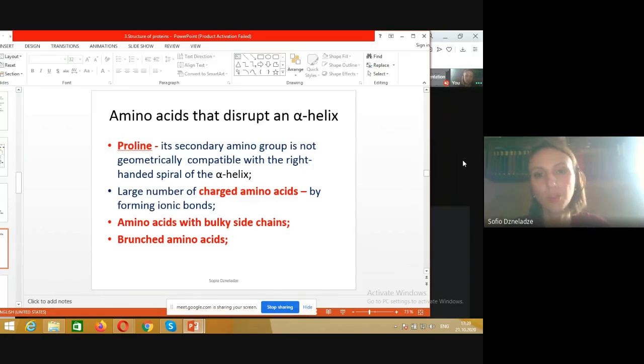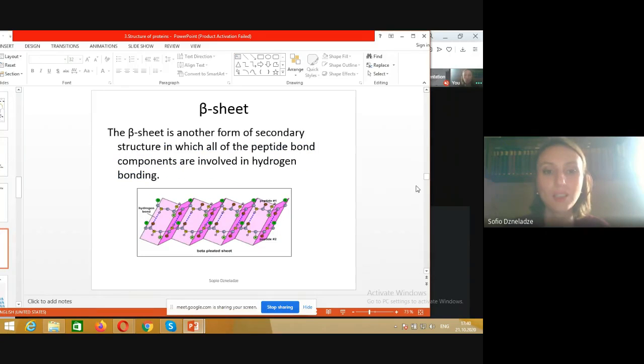Proline. Why proline? Because it's an exception with this secondary amino group. Also, there are a large number of charged amino acids which can make the different bonds, and they can change the shape of the alpha helix. Also, there are amino acids with huge side chains which can change, of course, the alpha helix structure. On branched amino acids, it's the same. Such as tryptophan, for example, is a branched amino acid. Now let's talk about the beta sheet, Maria, please.